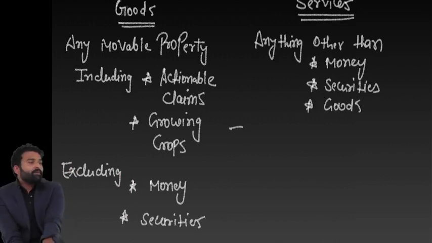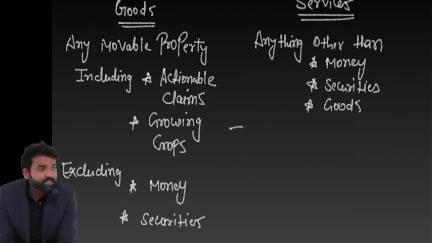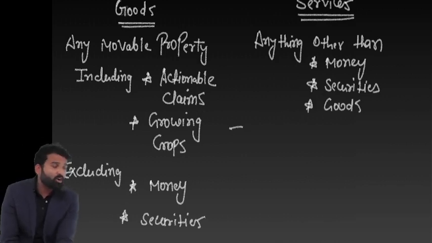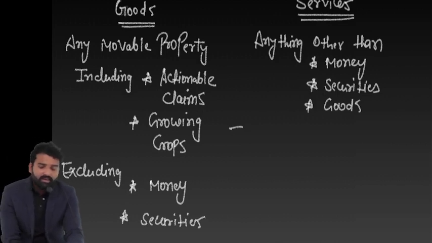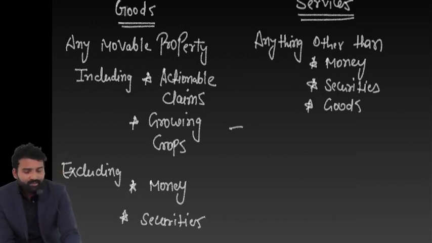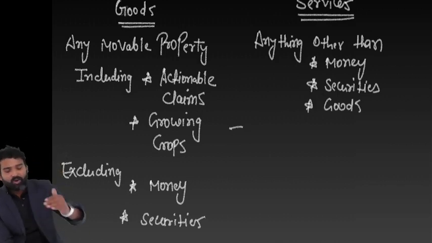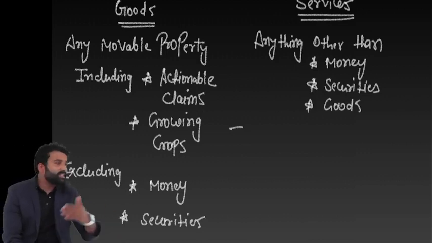So now we are talking about services. Services, what is the definition? Anything other than goods, money and securities. So anything which is not covered in the definition of goods will automatically be covered in the definition of services. So what it says, anything other than money, securities, and one more, goods. Why is goods excluded from the definition of services? Because there is no need for any overlapping. So they use the word anything, so of course with anything we have to exclude goods as well.